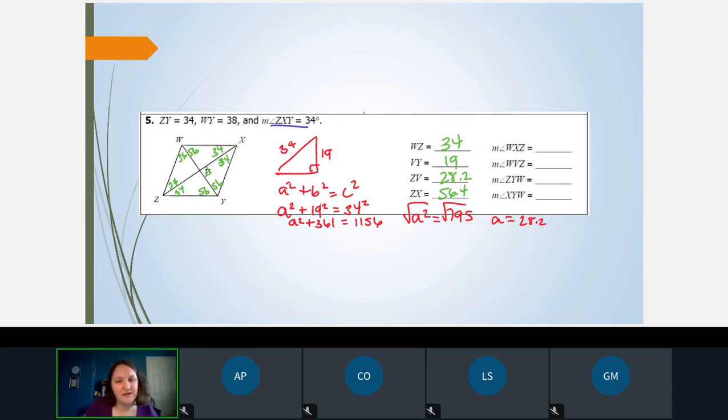So now we can answer all the angle questions. WXZ, well, there we go. We labeled that as 34. WVZ, well, that's 90. ZYW is 56. And XYW is 56 again. Okay. Lots of properties.